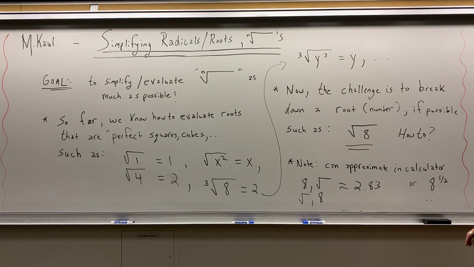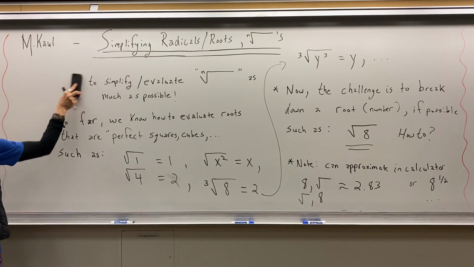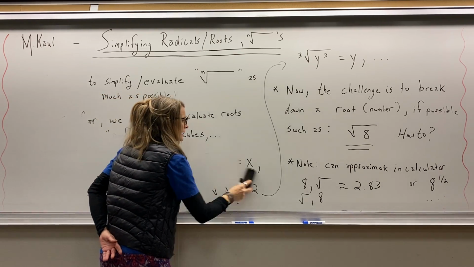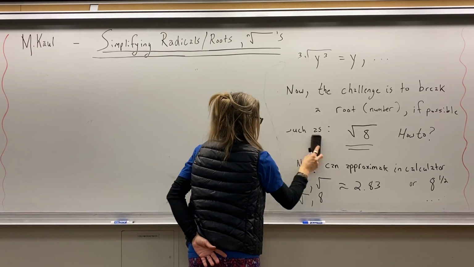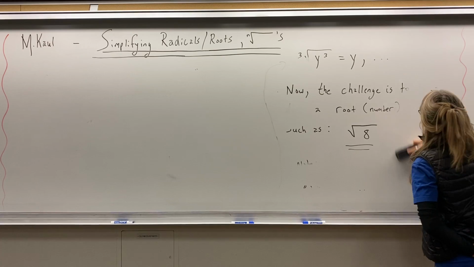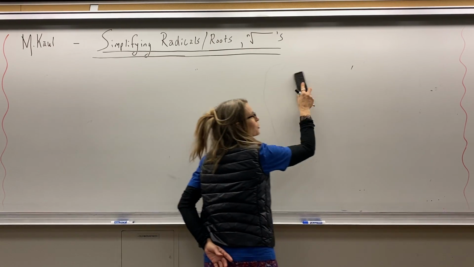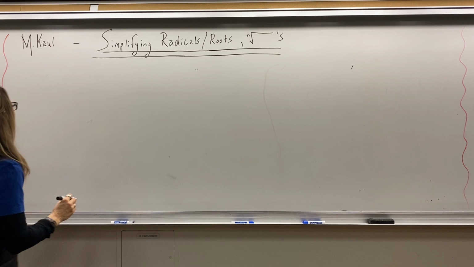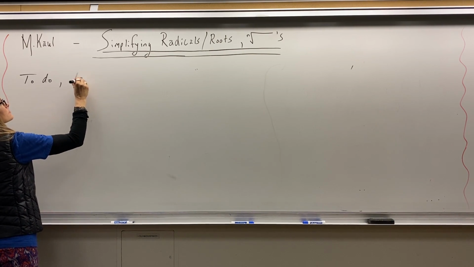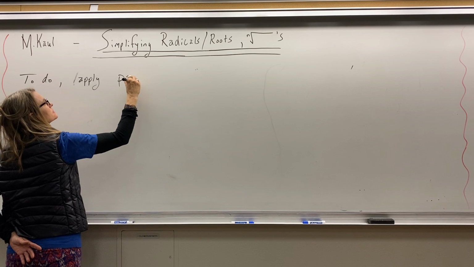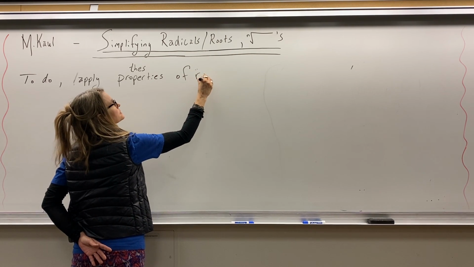So how do we break down something like the square root of 8? Well, the number one trick is to use properties. So to do this, we're going to apply two big properties. And I might have previewed these a little in our last lecture on just roots and radicals. All right, I need a little robot whiteboard cleaner to help here. To do this task, we apply these properties of radicals.